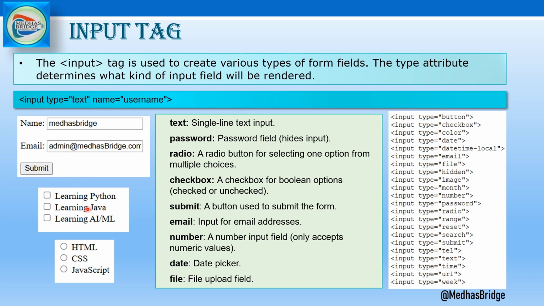Email means input for an email address. When you put in a wrong email ID, it will prompt directly, because the validation can be done on the client side. A number input field only accepts numeric values. Date is a date picker. File is a file upload field.